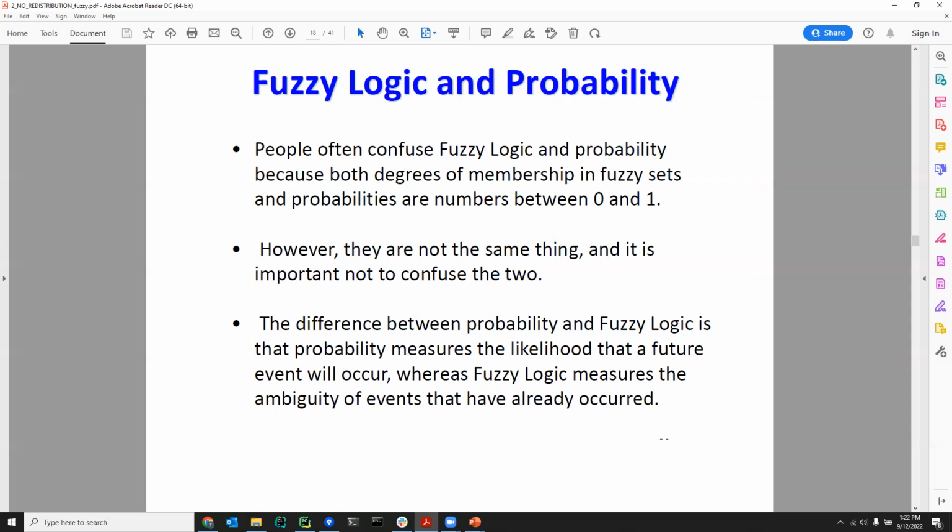Whereas fuzzy is describing, and by the way, that's a future event. Fuzzy is measuring something that has already happened. It has happened, you're taking a measurement, but then the uncertainty is how much you belong to a particular set, which may or may not be Boolean. That's the difference between the two.